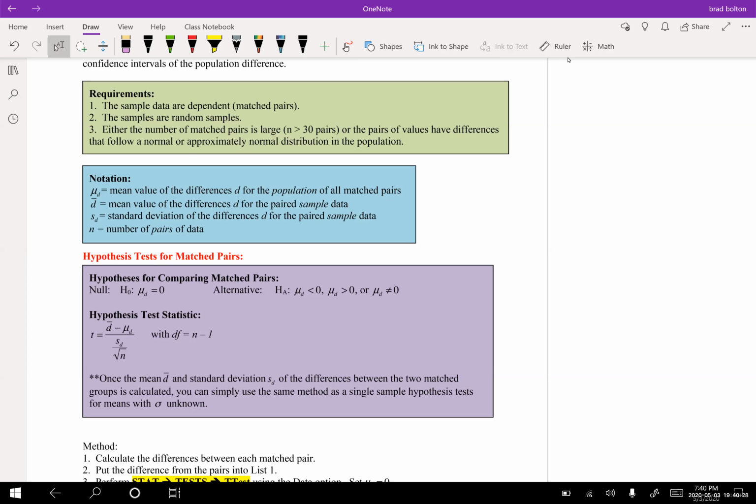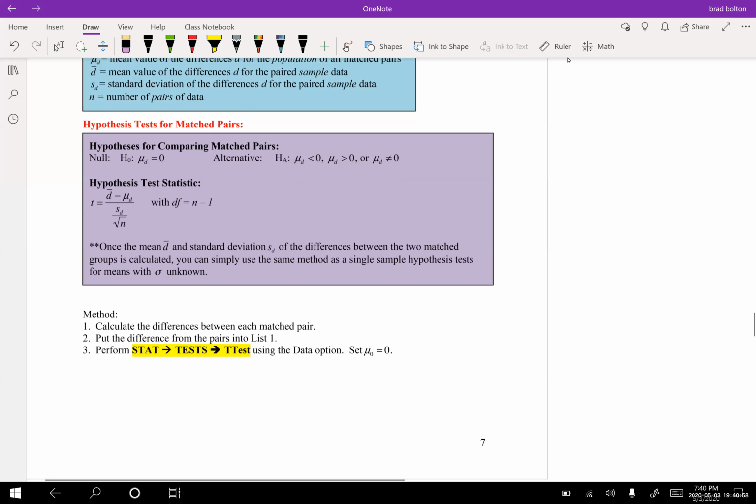Now this is the mean difference. Okay, so that's going to be very important, especially in the null. The mean value of the differences d in the population of all matched pairs. d-bar is the mean value of differences. So mu d is the parameter that we're going to be discussing or testing. And d-bar is the sample mean that we're going to be using. Standard deviation sub d is the standard deviation from our new differences. And then n is the number of pairs of data, okay?